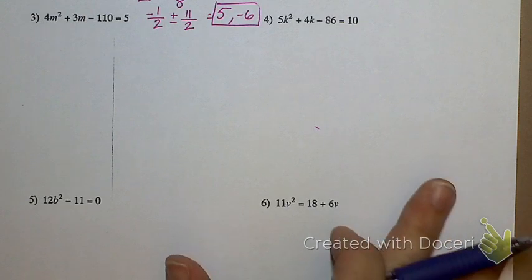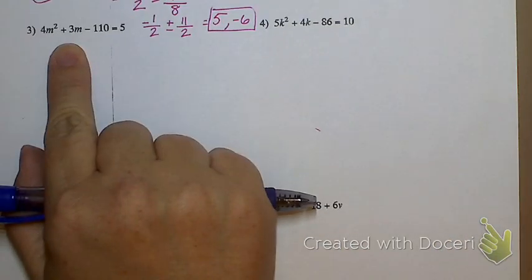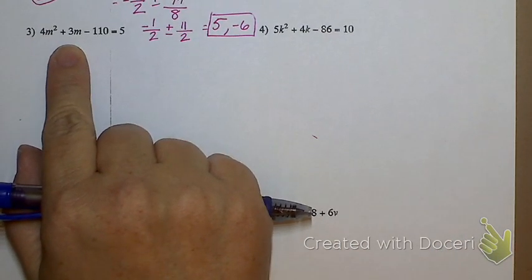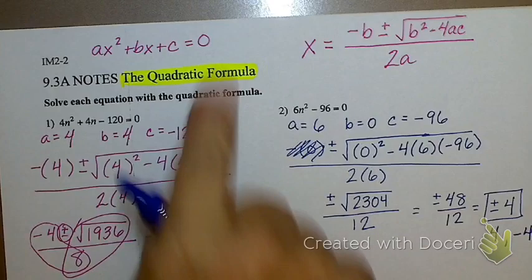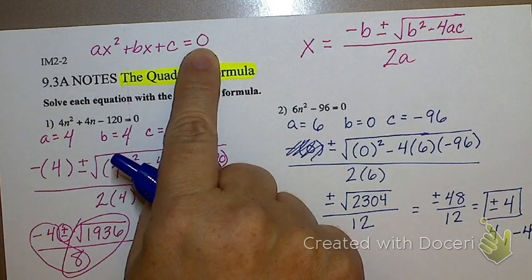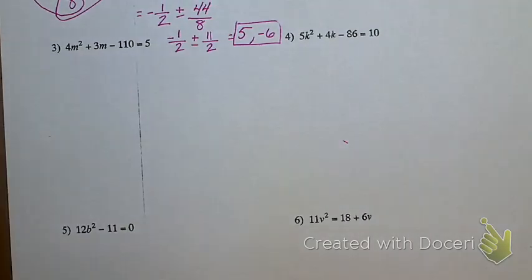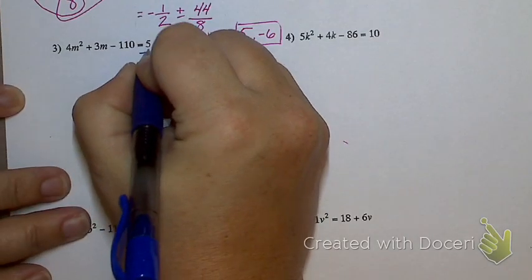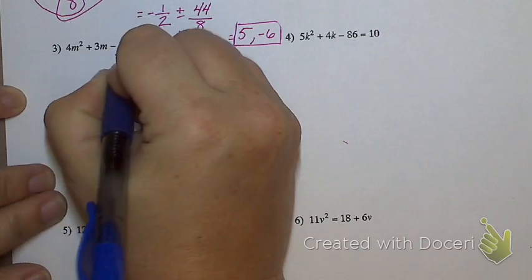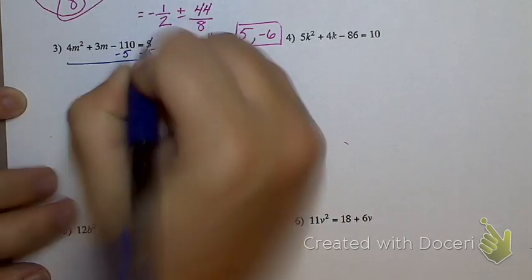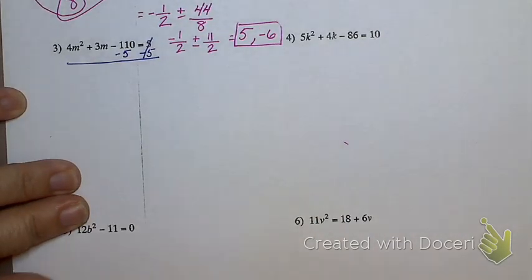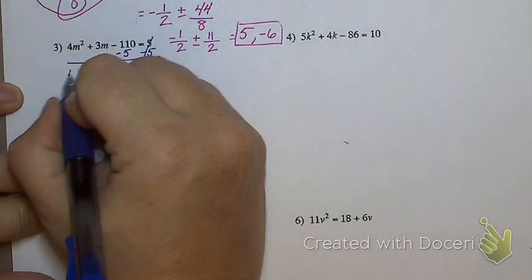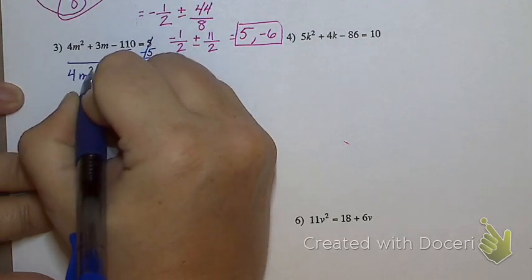So let's try this one. Is this one in standard form? Yeah. By the way, in standard form, it has to equal 0. No, so you have to subtract 5. So I need it to equal 0. I am going to subtract 5. You have to get it into standard form before you identify A, B, and C.